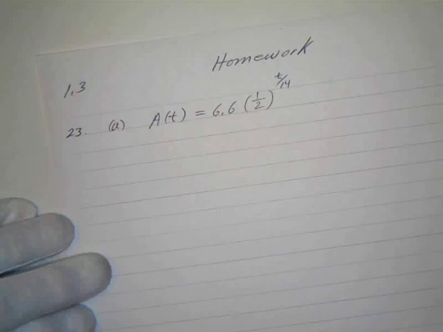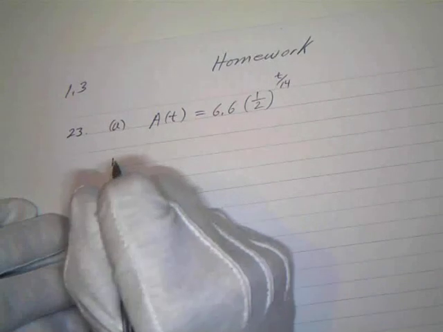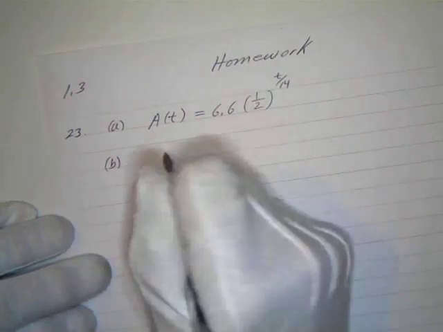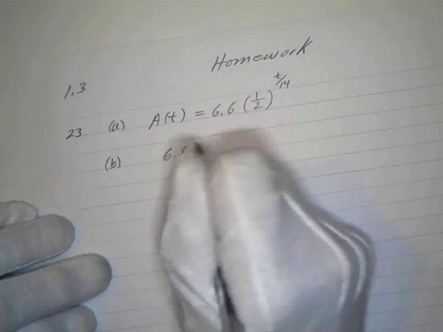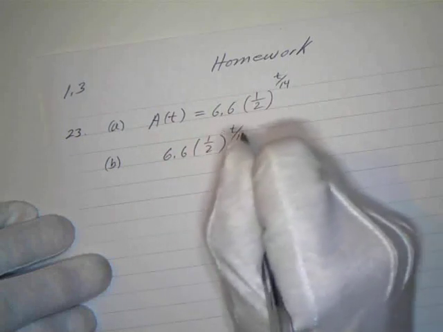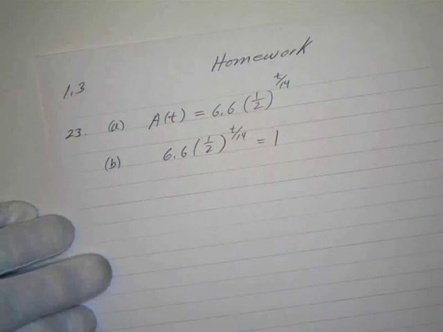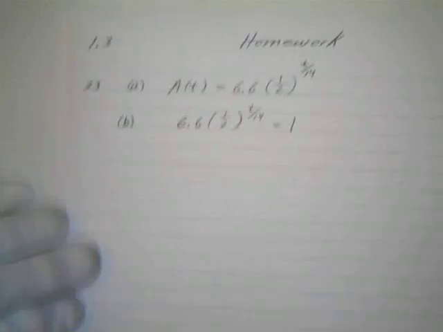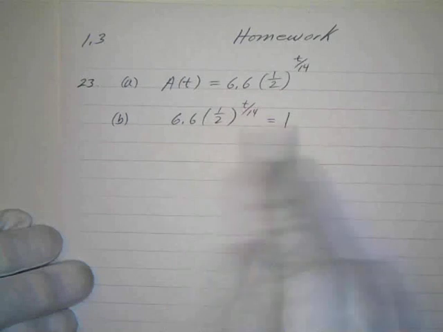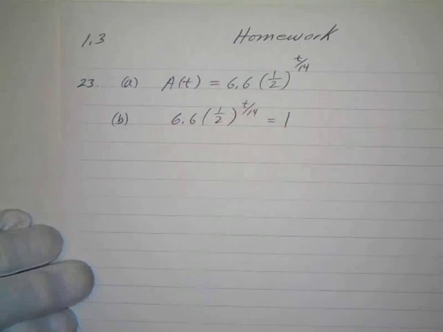Approximately, and then it says the letter B, when will we have 1 gram? So we want this 6.6 times 1/2 to the t over 14 to equal 1. Okay? So we just graph this and graph 1 and check the intersect. All right?